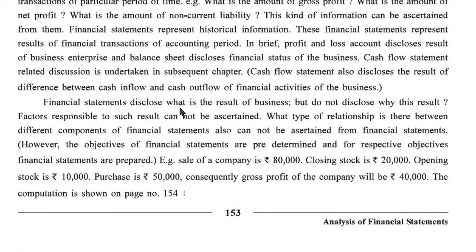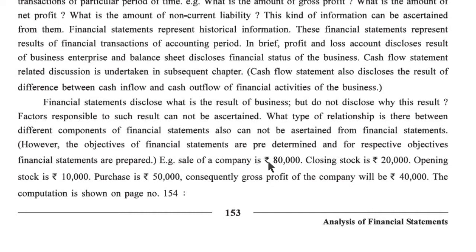Financial statements disclose what the result of a business is but do not disclose why this result. Factors responsible for such a result cannot be ascertained. What type of relationship there is between different components of a financial statement also cannot be ascertained from financial statements. However, the objectives of financial statements are predetermined and financial statements are prepared for the respective objectives.